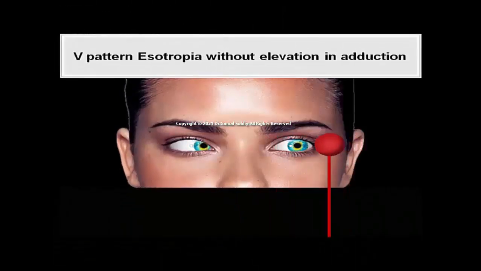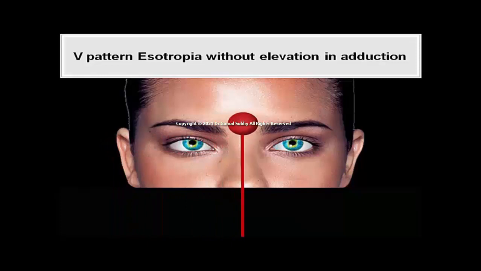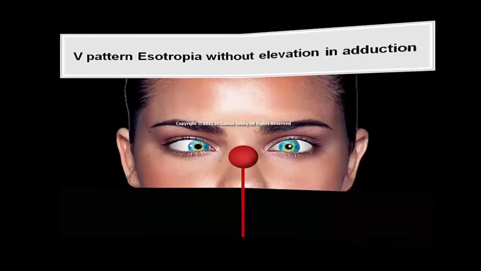In V pattern esotropia without elevation in adduction, horizontal muscle surgery is done to correct the esotropia as usual, with downward transposition of the medial rectus muscles and upward transposition of the lateral rectus muscles.